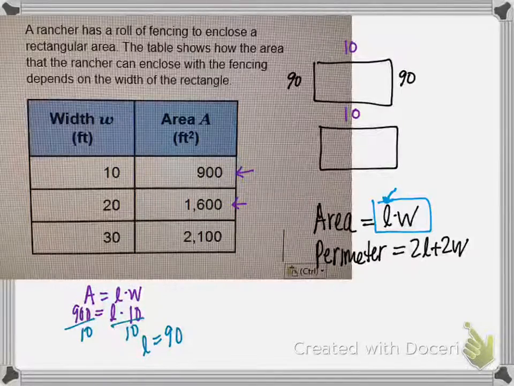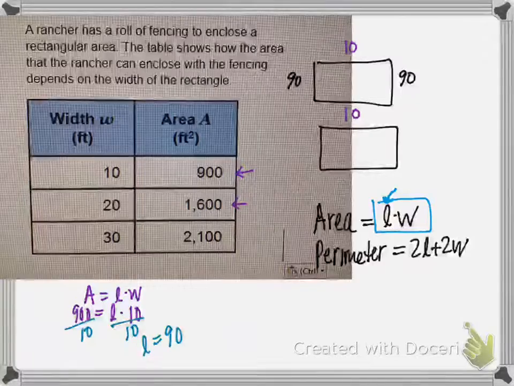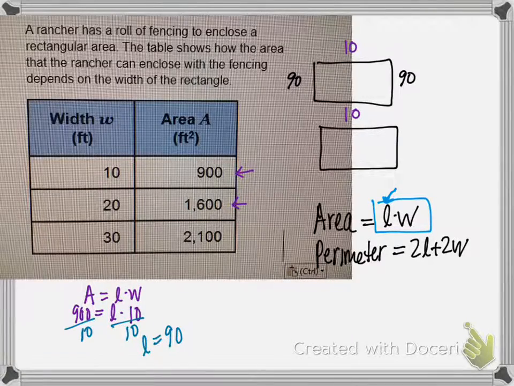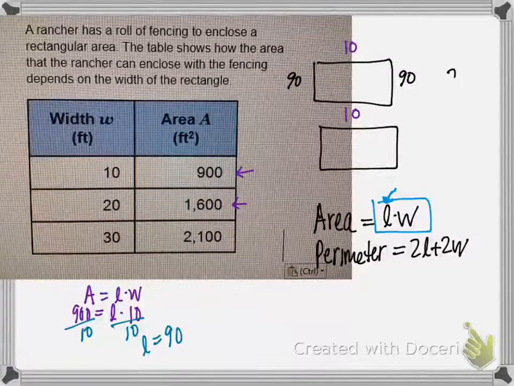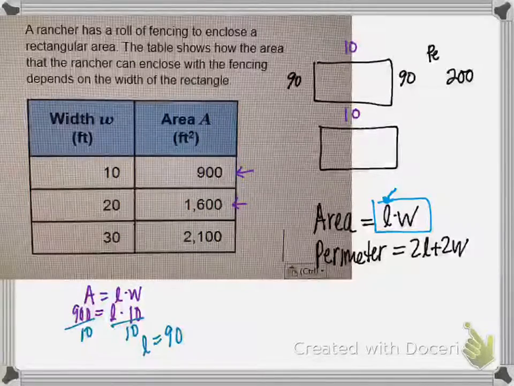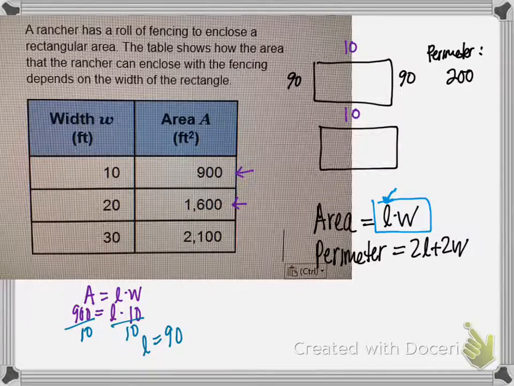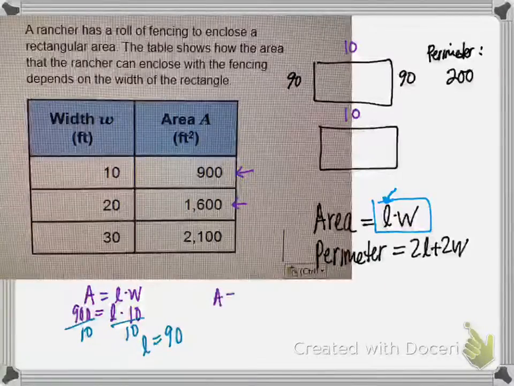And if I add all four sides, 90 plus 90 is 180, plus 20 more is 200. So the perimeter is 200. Let's check out the next ordered pair to see if that still holds true.